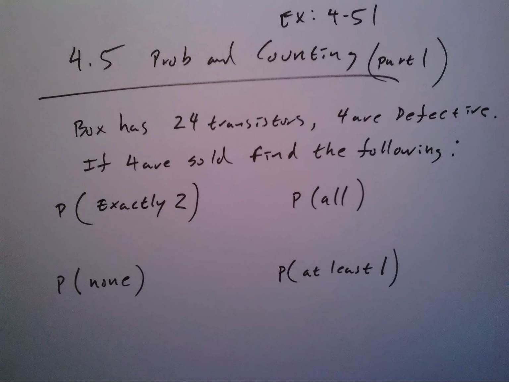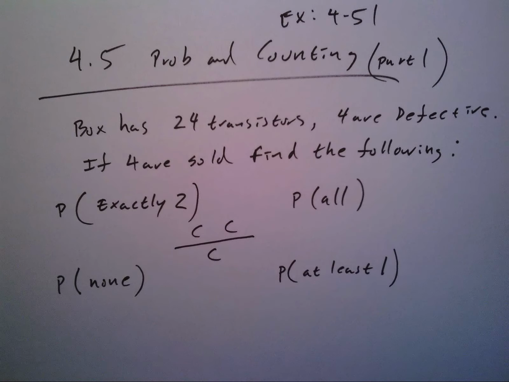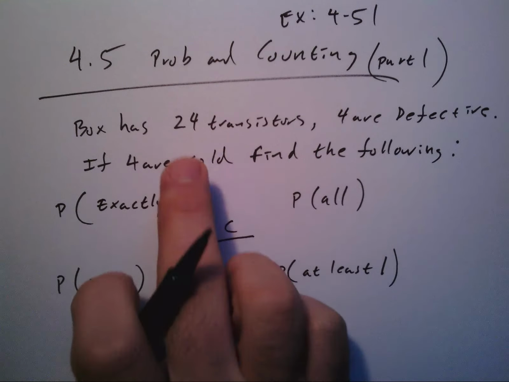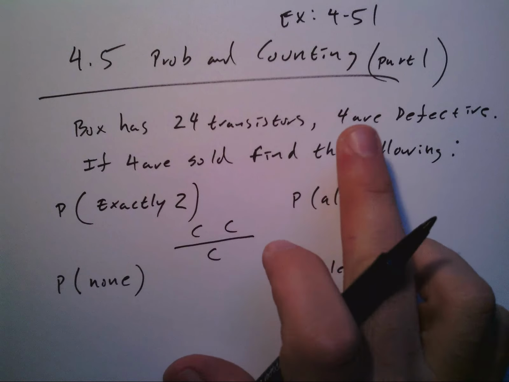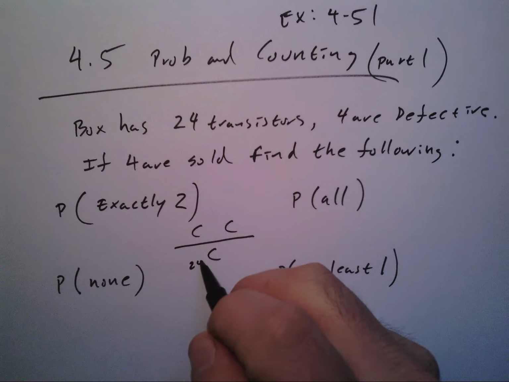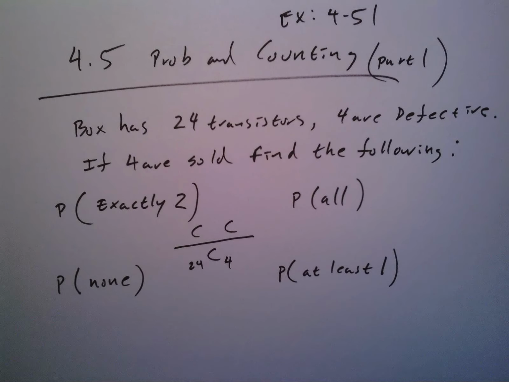Now, for all of these, we're going to follow a hypergeometric format. In other words, we are going to choose the right probability. So, this is a classic probability, so on the bottom we have to have our totals. There are 24 total transistors, and you're choosing exactly 4 of them. So it's 24 choose 4 on the bottom for the total.